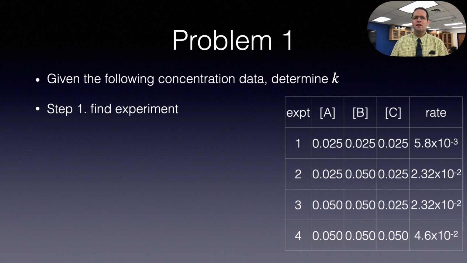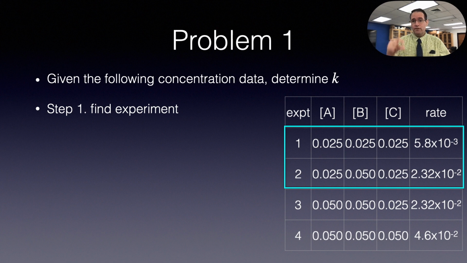So let's do the same thing, but now look for a pair of experiments where only B is changing. And this is where students have a little bit of difficulty, all right? I've found it. So if you look at these two experiments, experiments 1 and 2, the concentration of A is the same, the concentration of C is the same. The only thing different is the concentration of B, all right? So I'm highlighting that for your notice here.